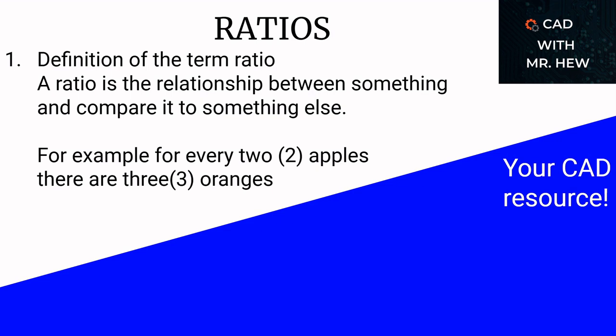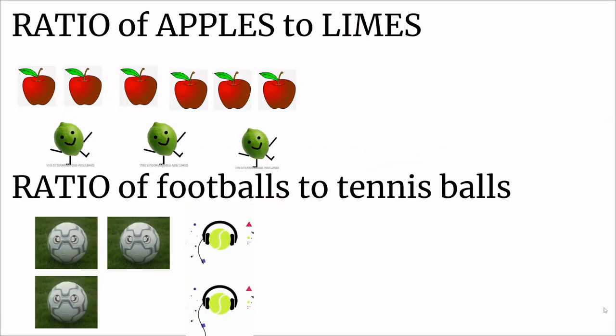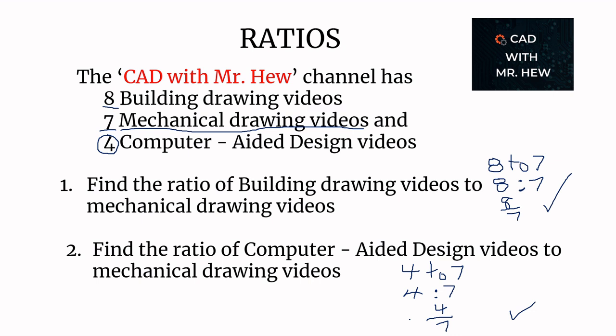So we are looking at the definition of ratios. A ratio is a relationship between something, comparing it to something else. So for example, for every 2 apples, there are 3 oranges. So this brings us to the end of today's video. In today's video, we looked at ratios.